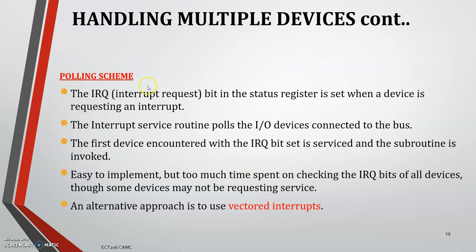The first one is the polling scheme. The interrupt request bit in the status register is set when a device is requesting an interrupt. The interrupt service routine polls the IO devices connected to the bus. The first device encountered with the interrupt request bit set is serviced and its subroutine is invoked. This is easy to implement, but too much time is spent checking the IRQ bit of all devices, though some devices may not be requesting service.